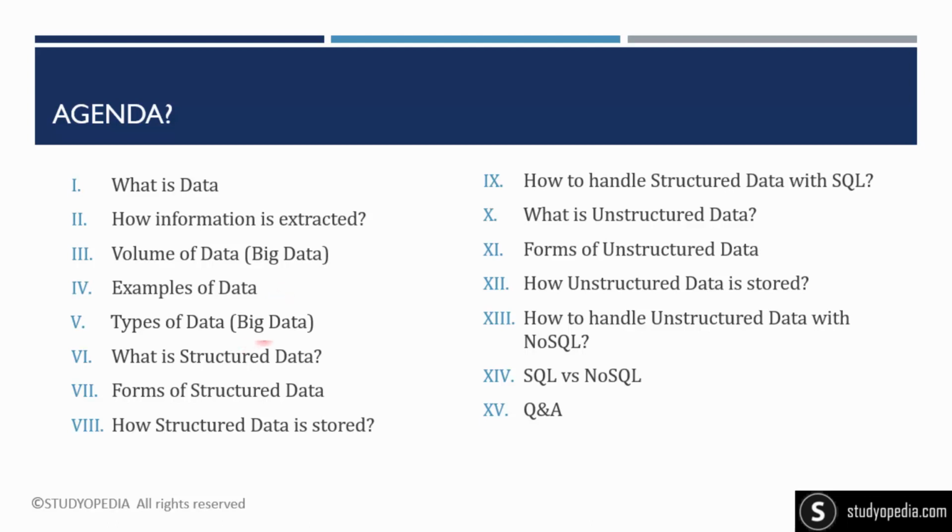Then we will move further towards types of data, which we can also say are the types of big data. Then we will move further towards structured data as well as unstructured data. We will cover the forms of structured data, how it is stored, how we handle it through SQL. We will also see what is unstructured data, its forms, how it is stored, and how we handle unstructured data with NoSQL, and what is NoSQL.